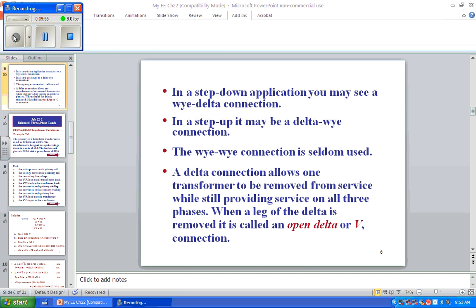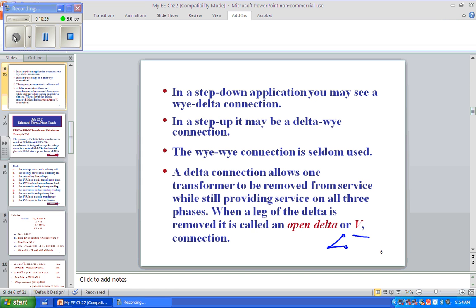And I wanted to point out that the open delta is also known as a V connection because if you turn the V sideways, it looks like this. And you kind of have a V connection, because that's how it's wired. So that's why it's called a V connection. It's kind of a misnomer because it should be called a sideways V connection. But you get the picture.